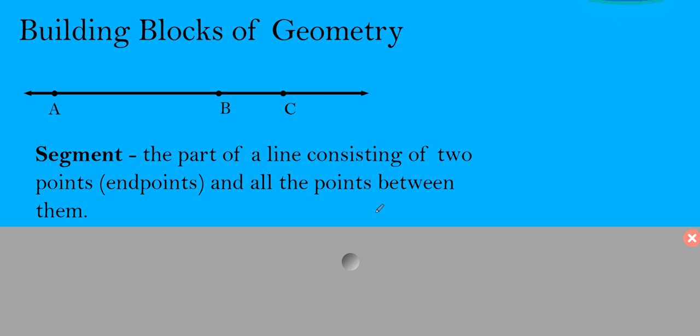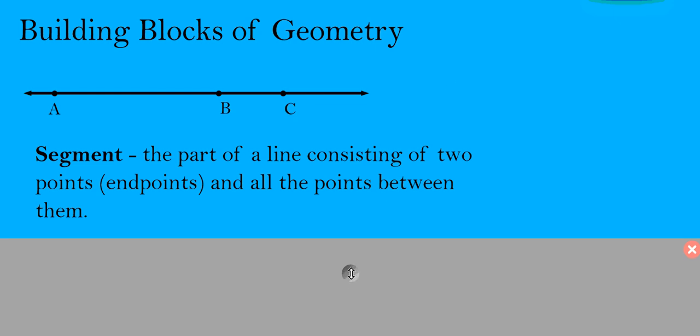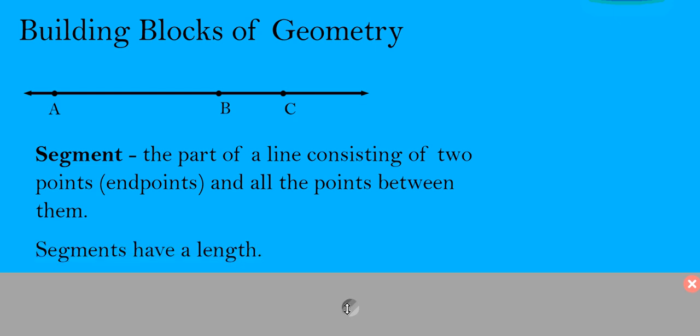We have only one way to name a line segment, and it's with the endpoints. Segments do have a length too. That's something I almost forgot there. Segments have a length. You can measure a segment. You can't measure a line because a line is infinite, but you can measure a segment.